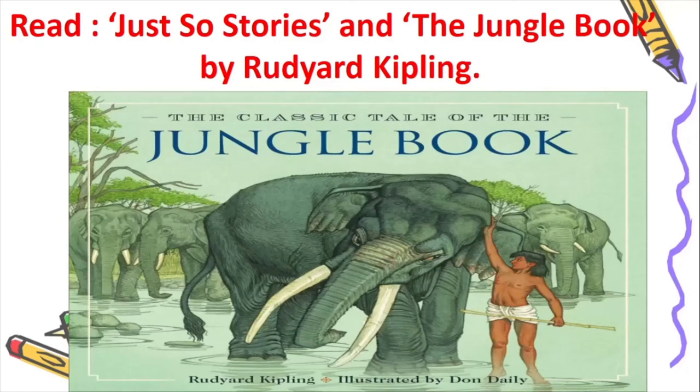And the last, you can say, exercise, they've asked you to read these stories. One is the Just So Stories and the other one is The Jungle Book by Rudyard Kipling. So we already discussed about The Jungle Book. So see, this is an image of The Jungle Book. There you can see Mowgli and you can see many animals. So you have Bagheera, okay? If you remember Jungle Book, you have Bagheera, you have Sher Khan, you have Baloo, all these characters.